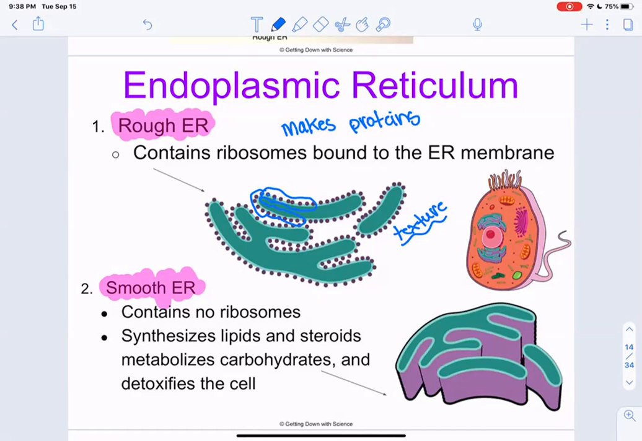Whereas the smooth ER looks smooth, no texture, there's no ribosomes on it. And this is going to be the site of lipid synthesis and steroids, which are both lipids overall. And so a lot of these lipids and steroids are going to be used for making membranes. Super, super important.